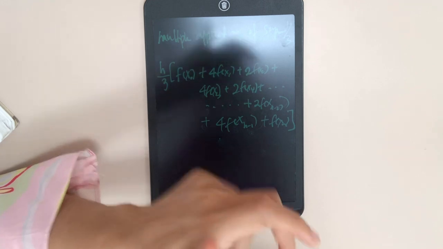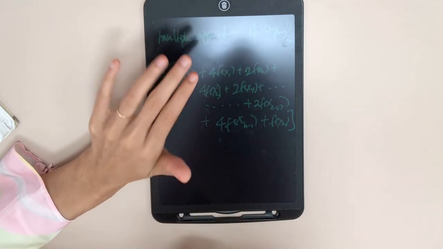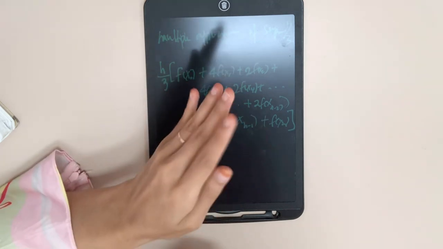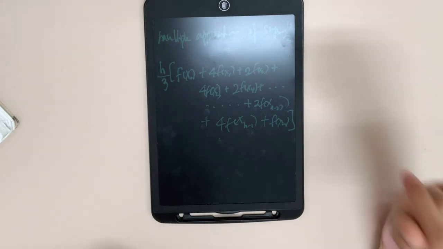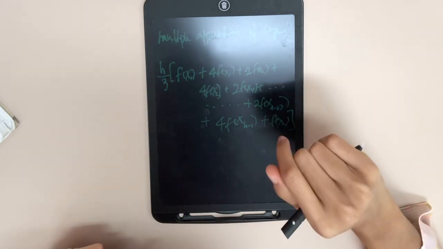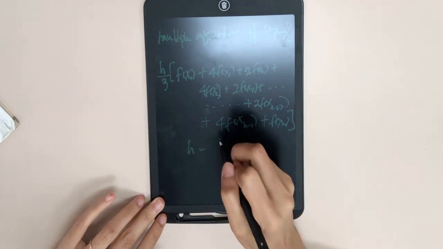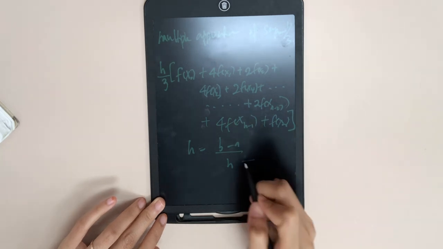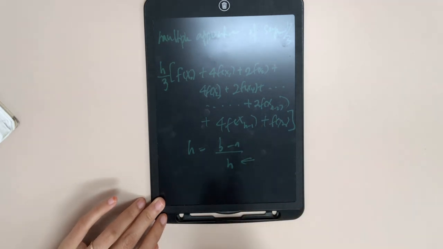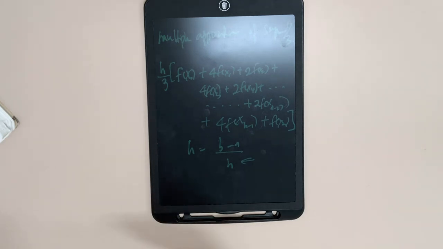Okay, but for the multiple application, they alternate 4, 2, 4, 2, 4, 2, and how many depends on the data given in the questions. Okay, so for the h, it is b minus a over n, the same, but now your n is no longer 2. Your n now must be more than 2.